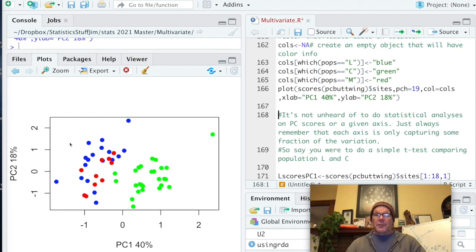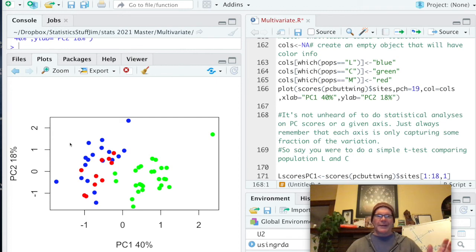But in principle, you could do hypothesis testing on it. And people do this. It's not wrong at all. It's just really important to remember what you're comparing when you do it. So let's say I wanted to know whether or not populations L and C were different from one another, okay?